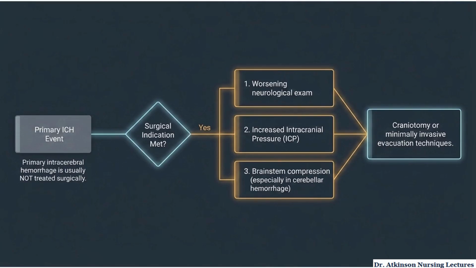Now let's talk about surgical intervention in intracerebral hemorrhage, because this is an area students sometimes misunderstand. Most primary intracerebral hemorrhages are actually managed medically, not surgically. Just because blood is present in the brain does not automatically mean the patient goes straight to the OR. Surgery is usually considered when the patient is deteriorating neurologically, when intracranial pressure is becoming dangerous, or when there is brainstem compression, especially with cerebellar hemorrhages.